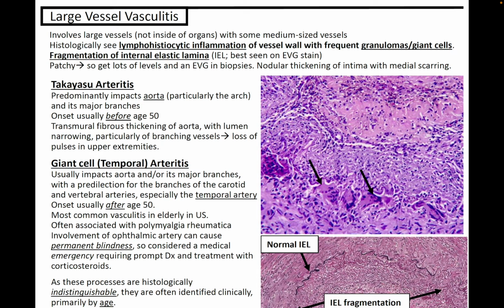further discussion. So the large vessel vasculitis, as suggested by the name, involves large vessels not inside of organs, with some medium-sized vessels, and histologically you're going to see lymphohistiocytic inflammation of the vessel wall with frequent granulomas and giant cells. You're also going to have fragmentation of the internal elastic lamina, which is best seen on the EVG stain.